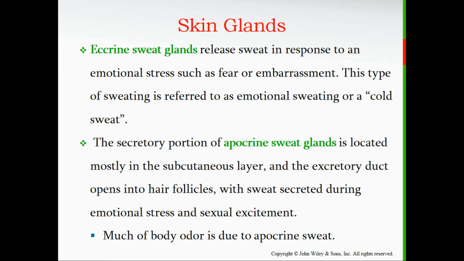They will be secreted during emotional stress and during sexual excitement. Much of body odor is due to apocrine sweat. Insert middle school funk in that part.